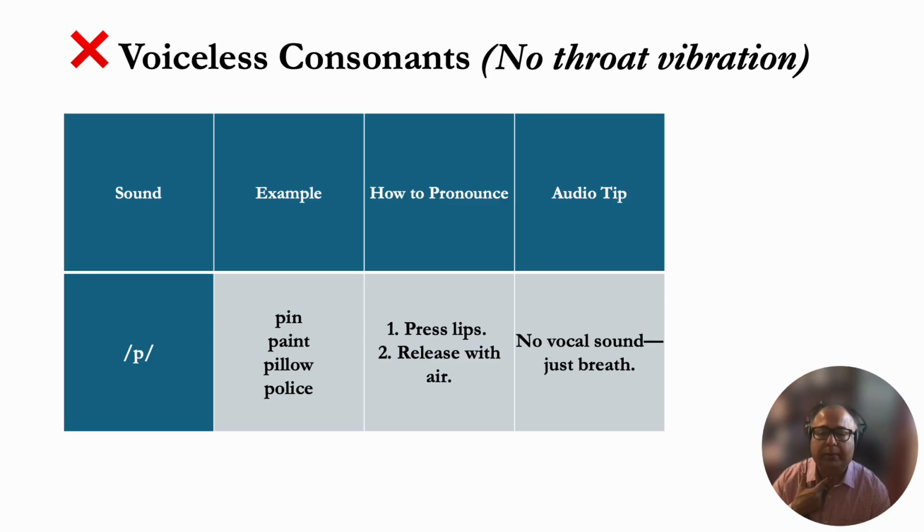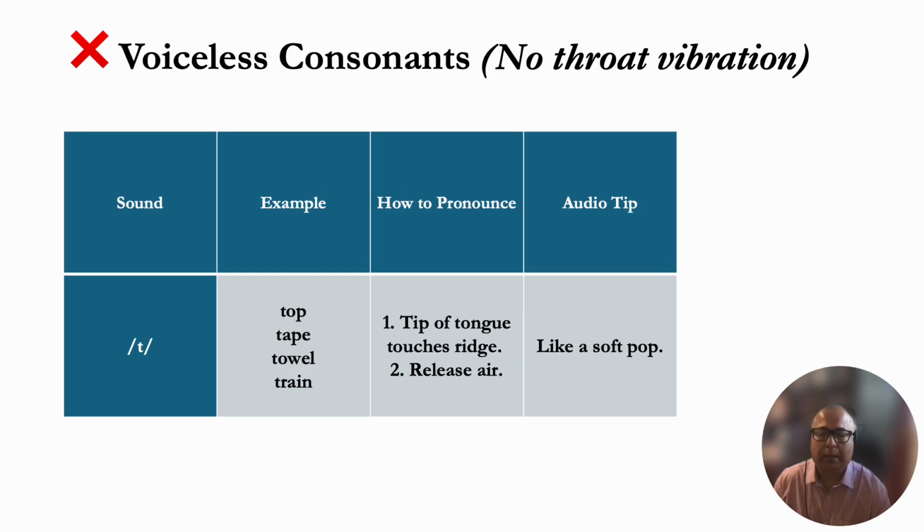The vocal cords vibrate, but when you say p, nothing happens in the throat. So pin, paint, pillow, police. Press your lips and release with air. First you press your lips, and pressure builds up, and then you release. P, p. Very good.